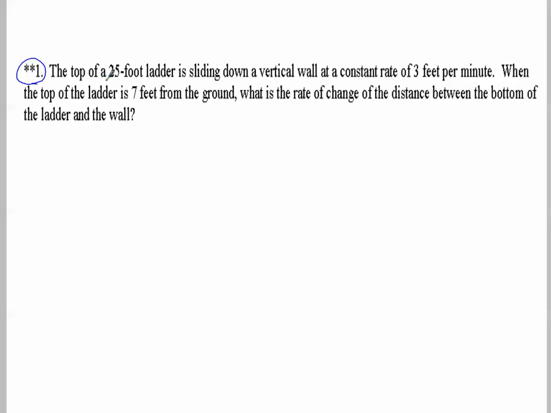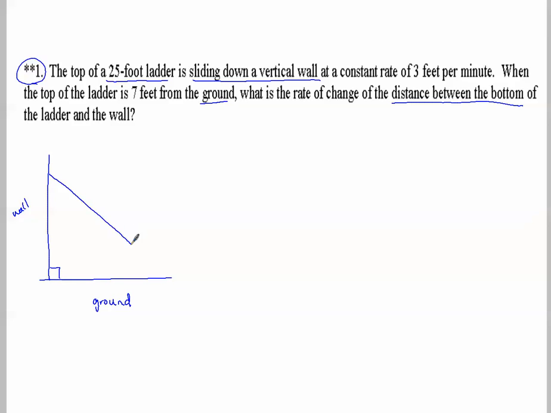So I've got a 25-foot ladder sliding down a vertical wall. They're talking about the ground and the distance between the bottom of the ladder and the wall. So let's make our vertical wall against our ground. So here's our wall, our ground. Notice I don't spend too much time making it fancy, just vertical to horizontal. Usually we're going to assume that those are making a right angle, and then a ladder that's leaning against the wall.